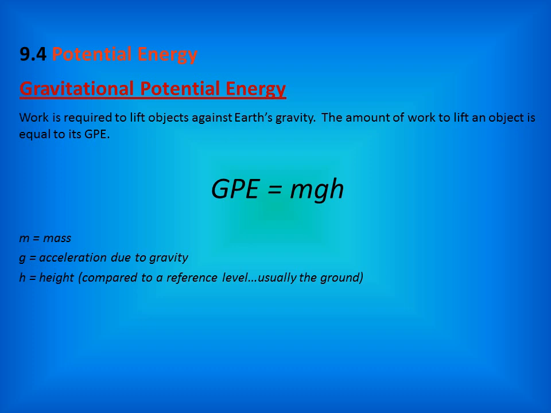Gravitational potential energy is energy an object possesses because of its position in a gravitational field. The amount of work to lift an object is equal to its gravitational potential energy. In mathematical equation, we can describe gravitational potential energy by multiplying the object's mass times the object's acceleration due to gravity times its distance above a surface.